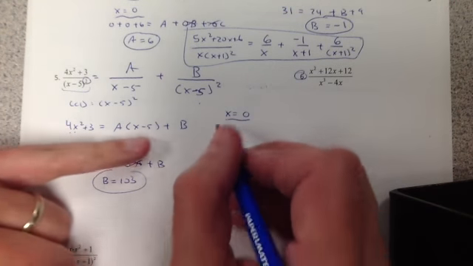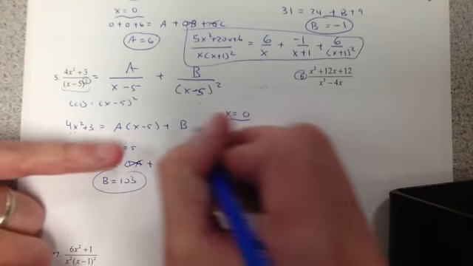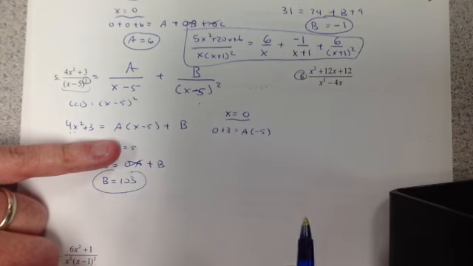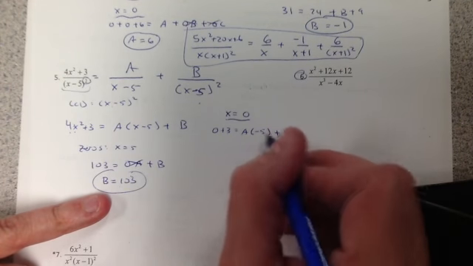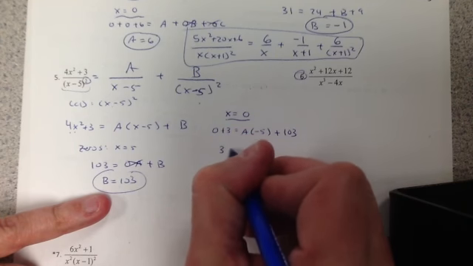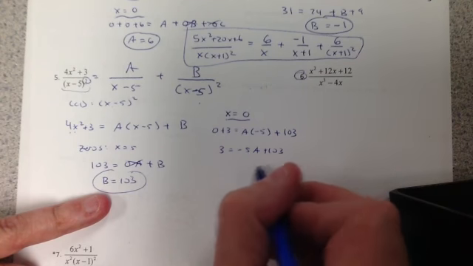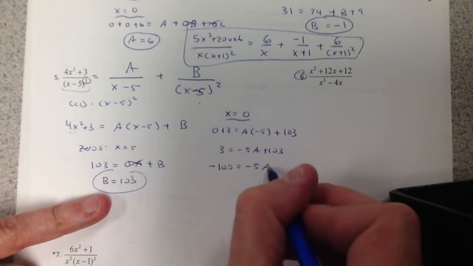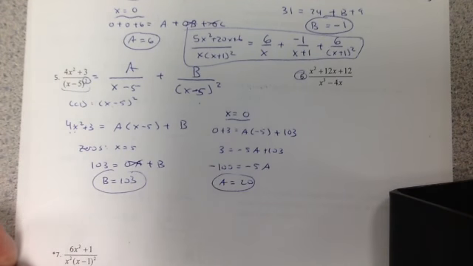So if I plug my 0 in, we get 0 plus 3 equals a, which we're looking for, times negative 5, plus b, which we just found is 103. So that's 3 equals negative 5a plus 103. Bring over the 103. That's negative 100 equals negative 5a. a equals 20. Very easy to do.